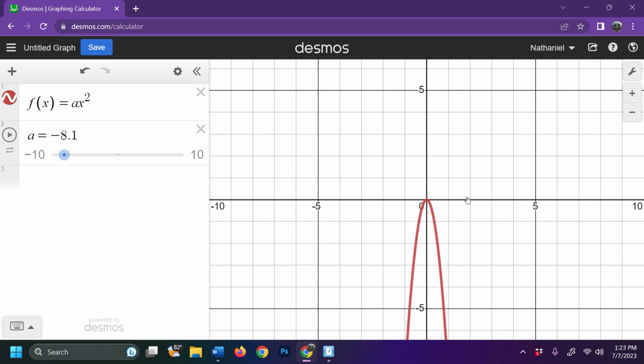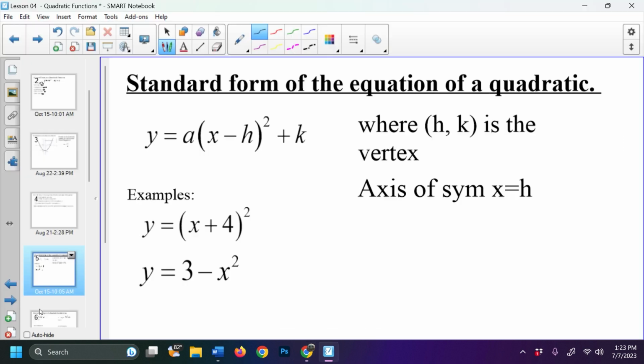But again, it's just going to be a vertical stretch with a reflection about the x-axis. The standard form of the quadratic equation is normally called the vertex form of the quadratic equation, and it is of the form y is equal to a times the quantity x minus h squared plus k. In this case, h and k is the vertex, so you can just take it from the formula.